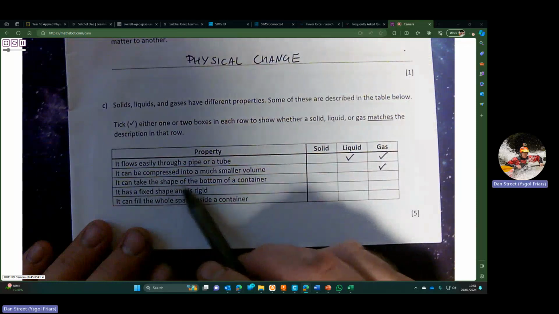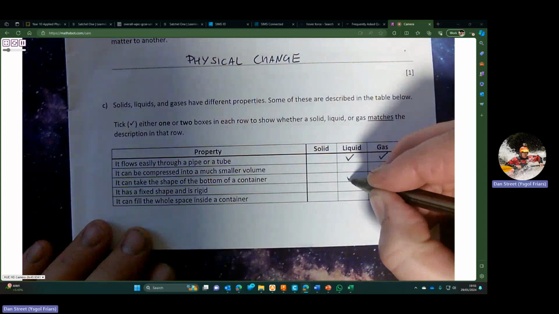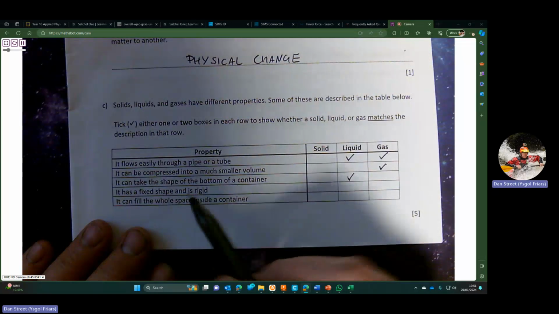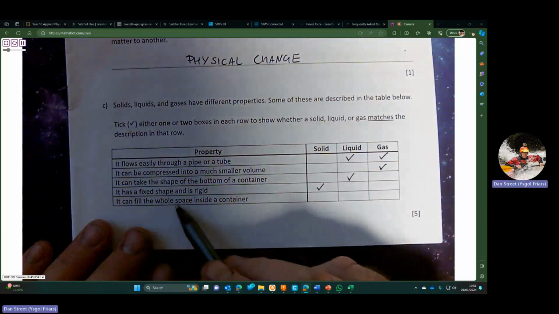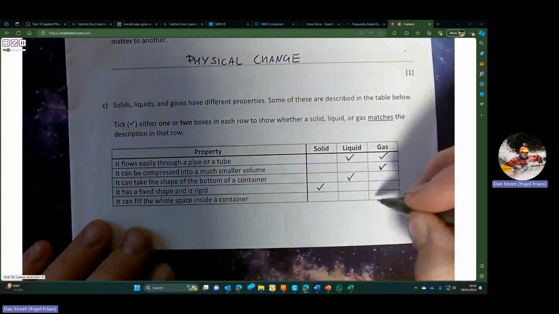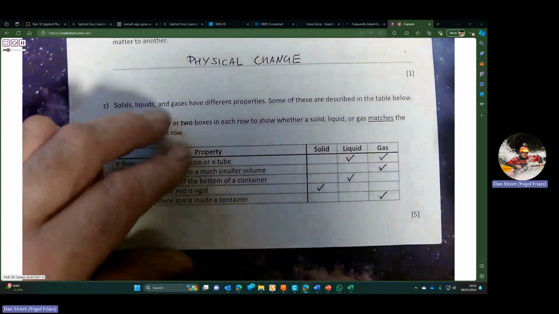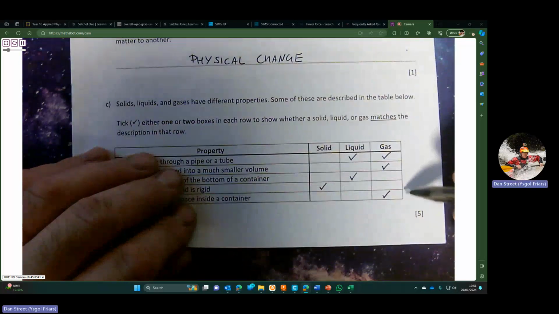It can take the shape of the bottom of a container. That would be a liquid. It has a fixed shape and is rigid. Well, that would be a solid. It can fill the whole space inside a container. That would be a gas. Okay. And for these, it was 1 mark for each row.